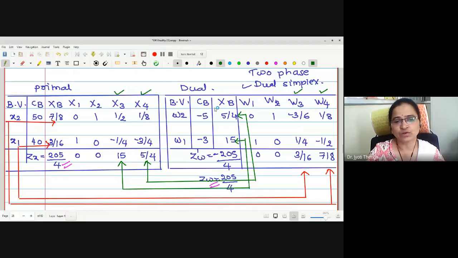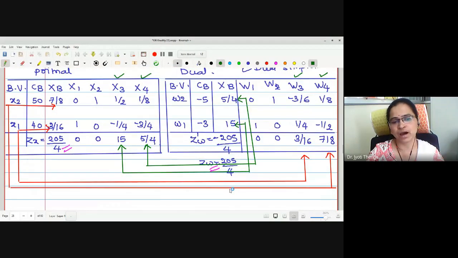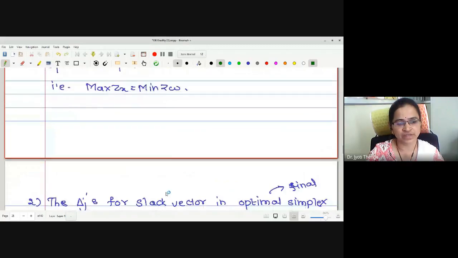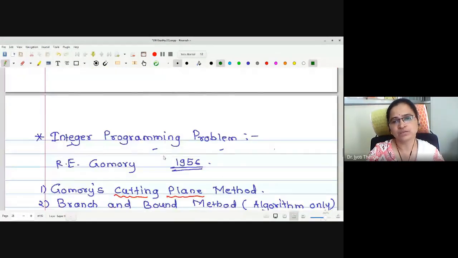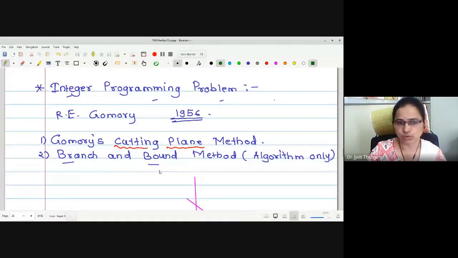Similarly, the values of the basic variables in the dual problem are nothing but the net evaluations of the slack variables involved in the primal problem. The value of the objective function in both the primal and dual problems is the same, and this is the rule we obtained. We have seen how to obtain the solution of one problem if the solution of the other is known to us. Later we started a new topic of this syllabus, that is, the integer programming problem.